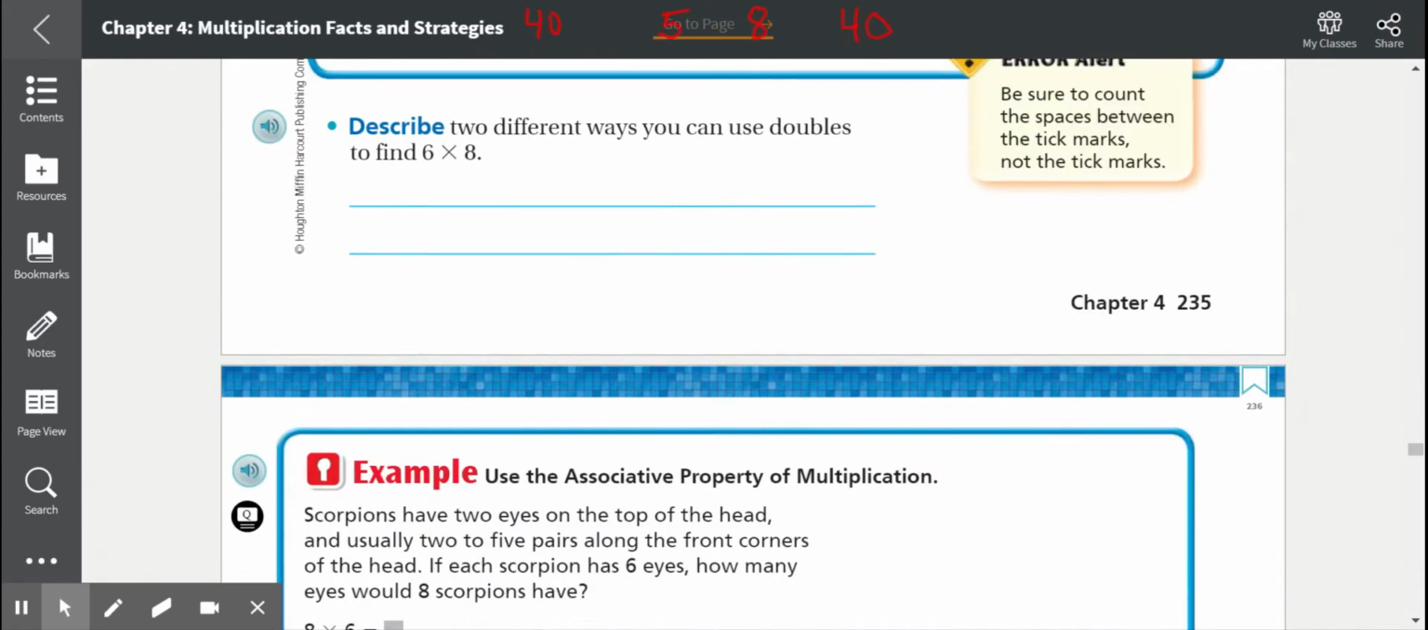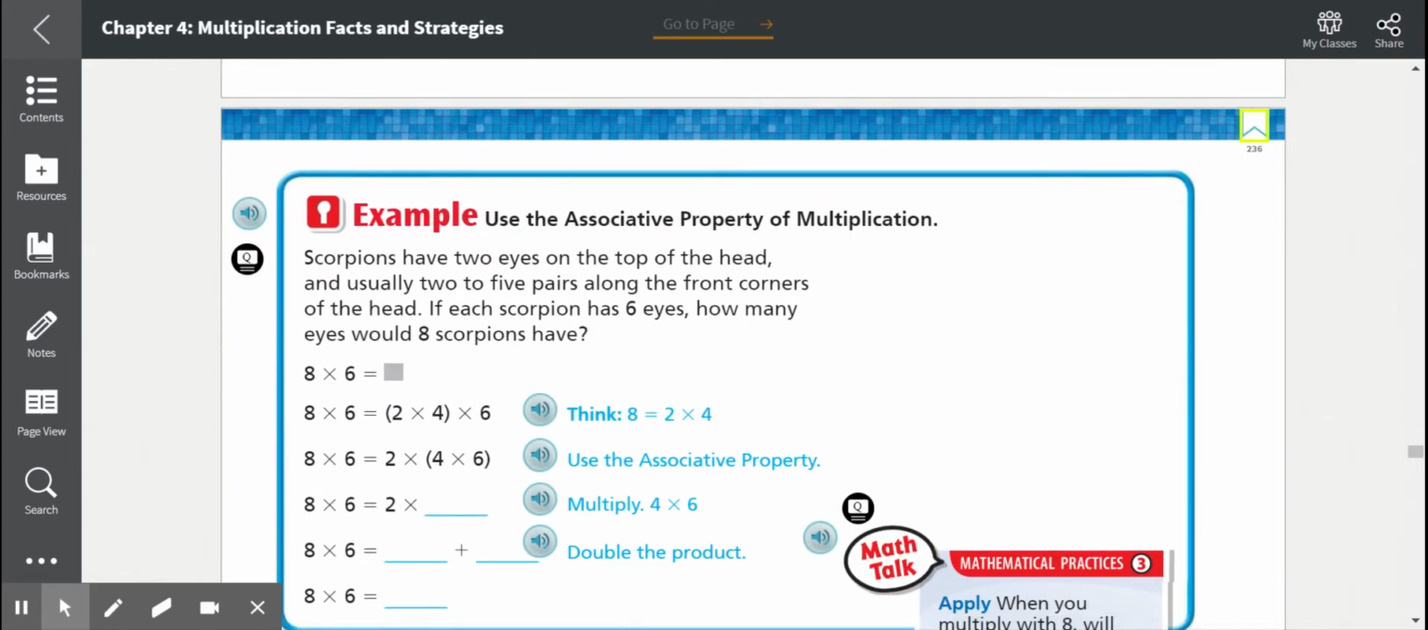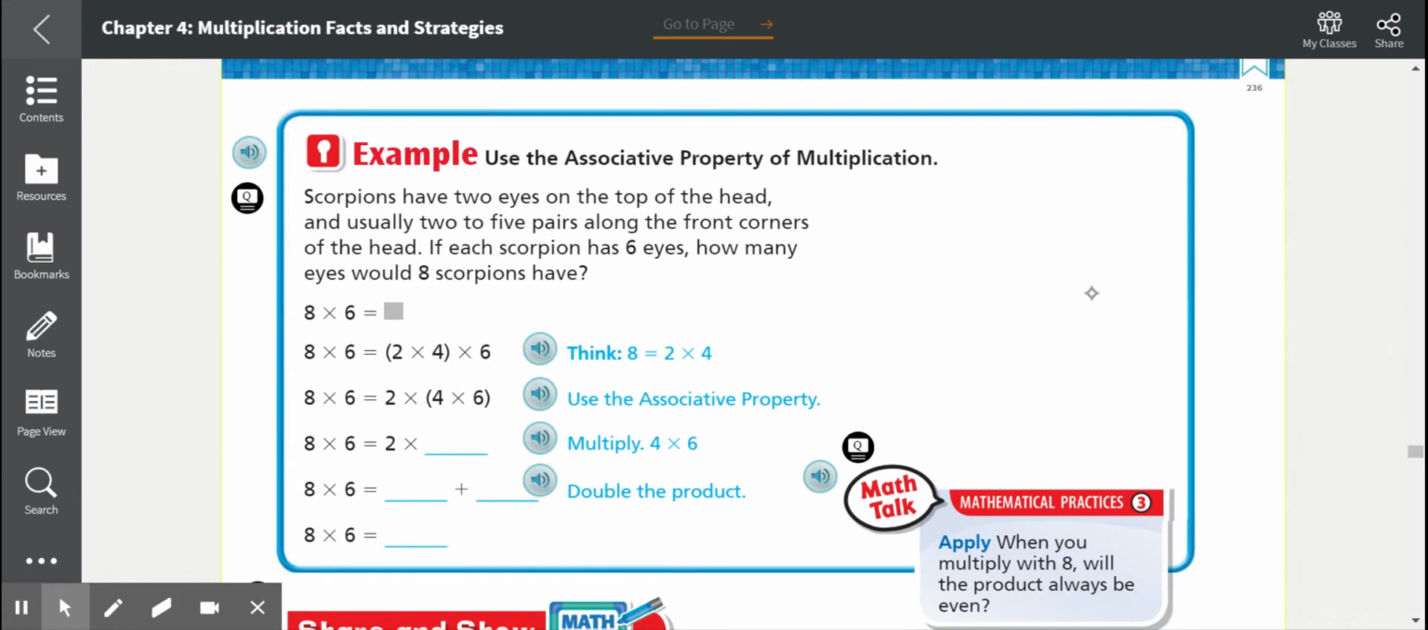Go ahead and turn the page. And another way to do this is to use the associative property of multiplication. Remember, the associative property is also called the grouping property. It's when we group factors using parentheses.